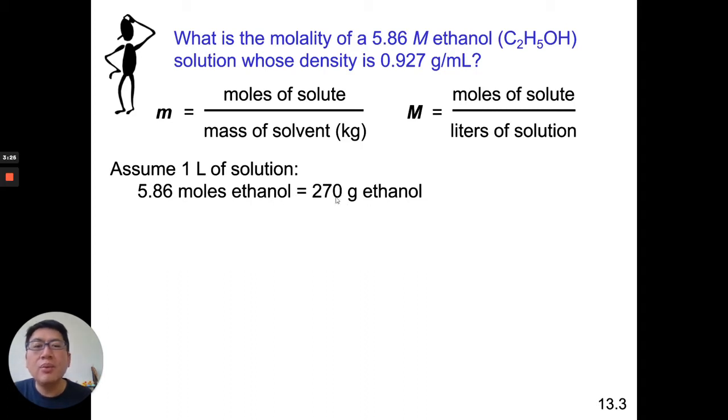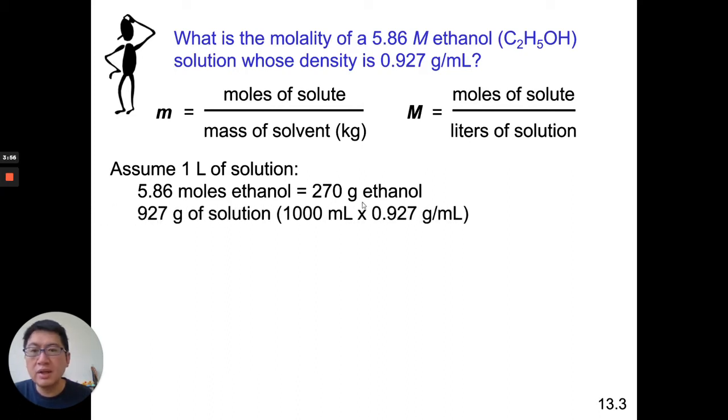Why did I change to grams? I'll tell you now. That's because I want to know the mass of my solvent. I need to know moles of solute, and I know that: 5.86 moles of solute. But I also need to know the mass, the weight, of the solvent. What is this? This is alcohol mixed in water.